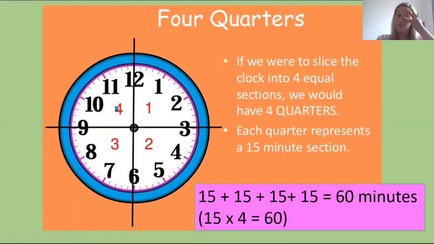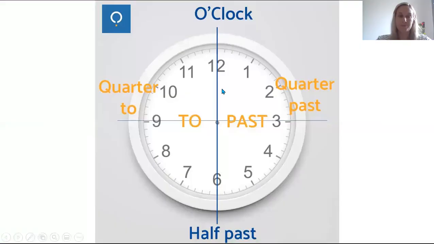If you take those 4 quarters and add 15 plus 15 four times, you will see that there are 60 minutes. So when the minute hand is facing the 12, once it goes all the way around, 60 minutes have passed. So again, this week we spoke about the imaginary line through the clock. Everything from 12 to 6, we use the word past. From 6 all the way till 12, we use the word to.